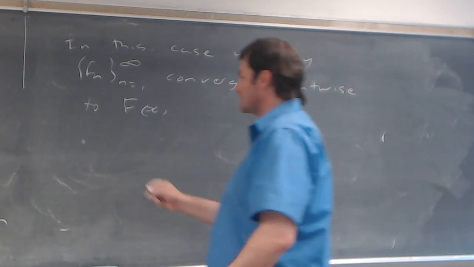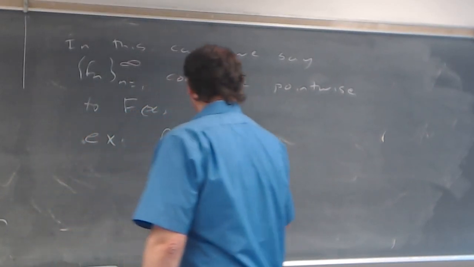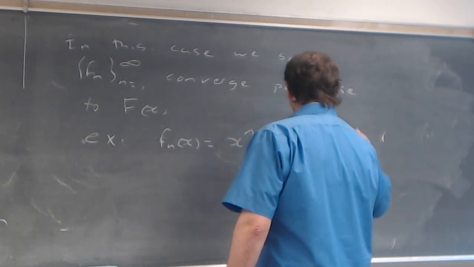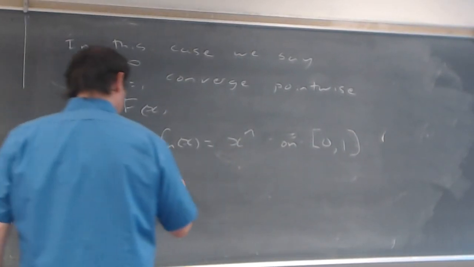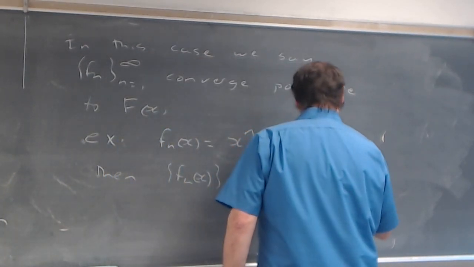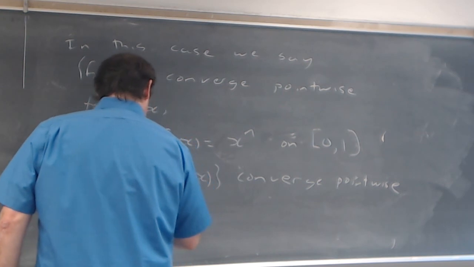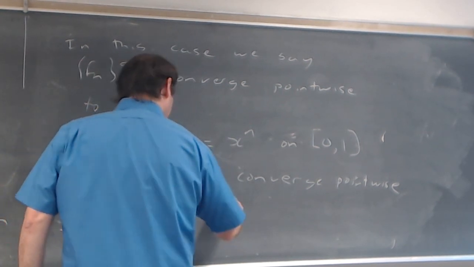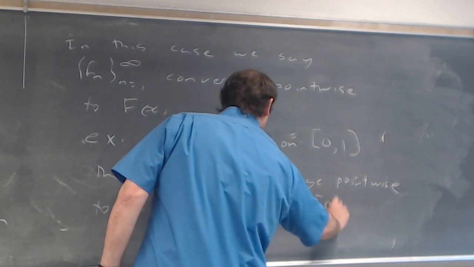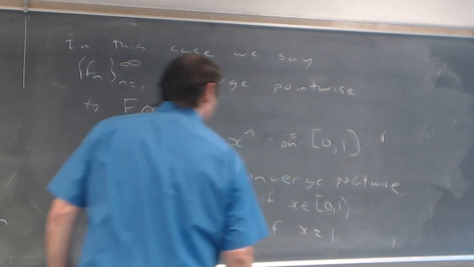And we'll just do an example and call it quits with that. So as an example, if you let f sub n of x be defined by x to the n on, so this is my A, from 0 to 1, then it turns out the sequence of f sub n of x converges pointwise to this big F of x, which I'm going to define to be equal to 0 if x is an element of [0, 1), and 1 if x is equal to 1. And that's what it'll do.